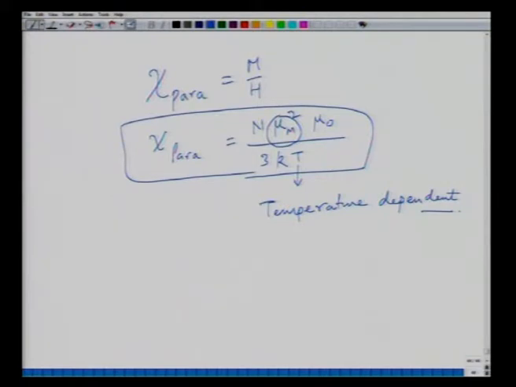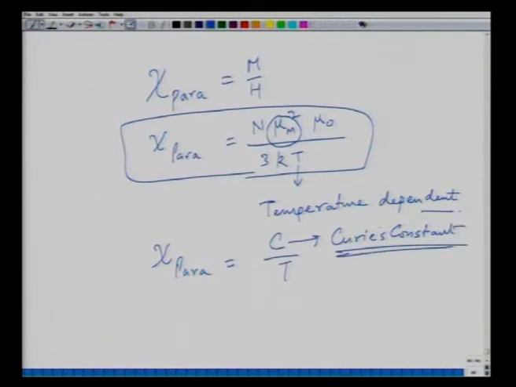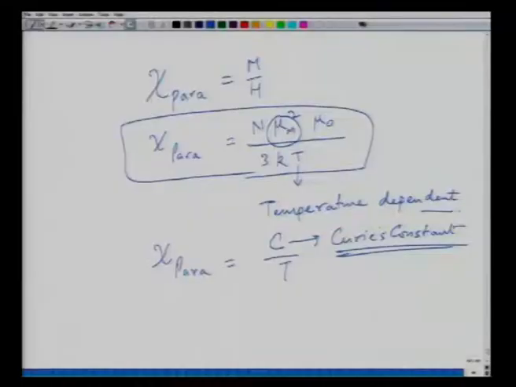And typically this susceptibility is shown to follow what is called Curie's law. So, as a result, this chi para is often written as C by T. So, this C becomes Curie's constant, and this C is nothing but n mu m squared mu naught divided by 3k. So, n is the number of atoms per unit volume, mu m is the magnetic moment, mu naught is the permeability of free space, k is the Boltzmann constant, and T is the temperature.